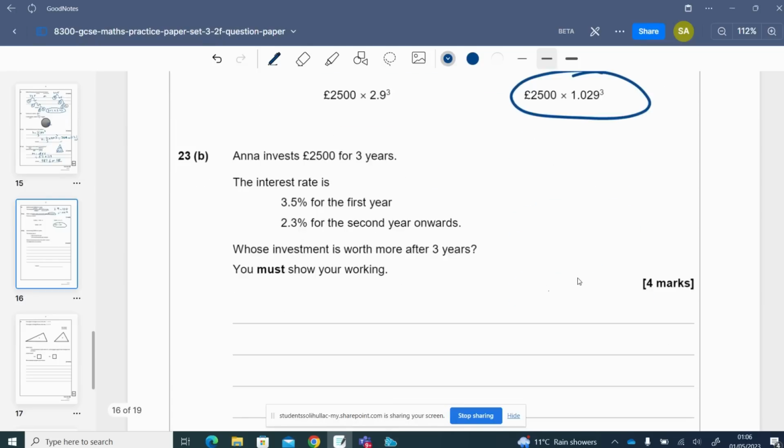23B. Anna invests £2,500 for 3 years. The interest rate is 3.5% for the first year, 2.3% for the second year onwards. Whose investment is worth more after 3 years?